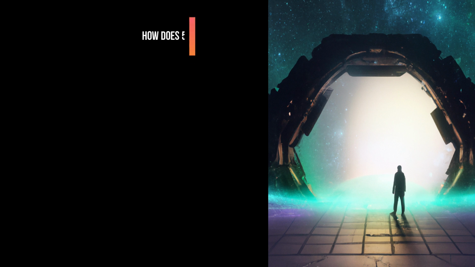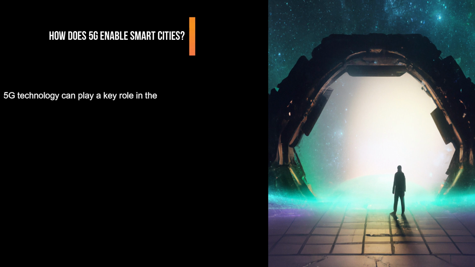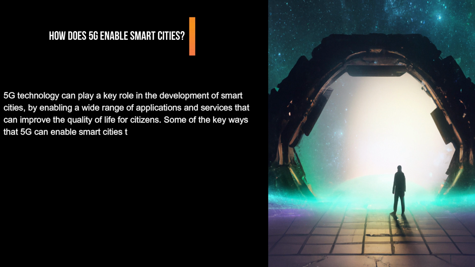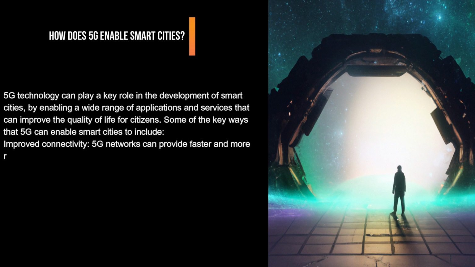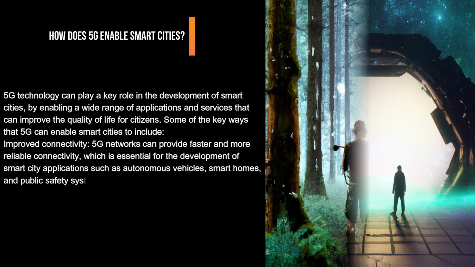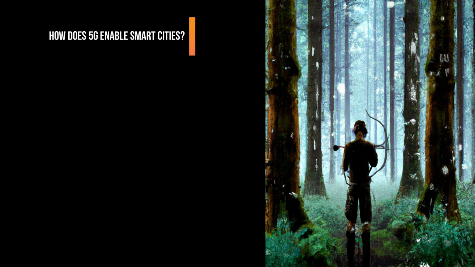How does 5G enable smart cities? 5G technology can play a key role in the development of smart cities by enabling a wide range of applications and services that can improve the quality of life for citizens. Some of the key ways that 5G can enable smart cities include improved connectivity. 5G networks can provide faster and more reliable connectivity, which is essential for the development of smart city applications such as autonomous vehicles, smart homes, and public safety systems.